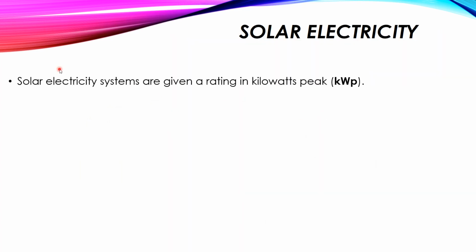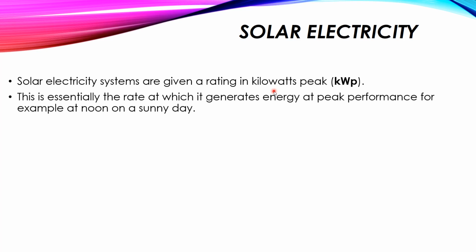Now solar electricity systems are given a rating in kilowatt peak. So when I am talking about a power plant and I say 1 megawatt, I mean 1 megawatt peak. So what does this mean? It means the maximum power which can be produced. So the PV plant can be measured in megawatt peak, or kilowatt peak if it is a small PV scale.